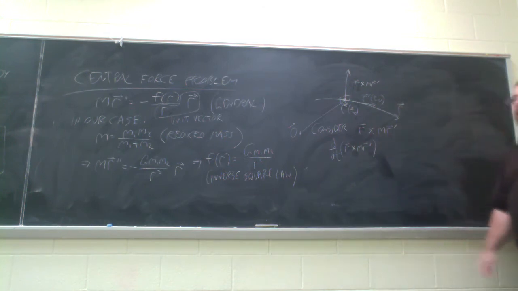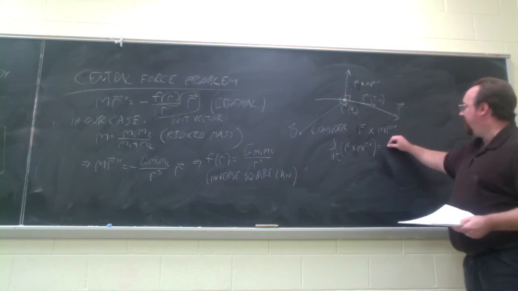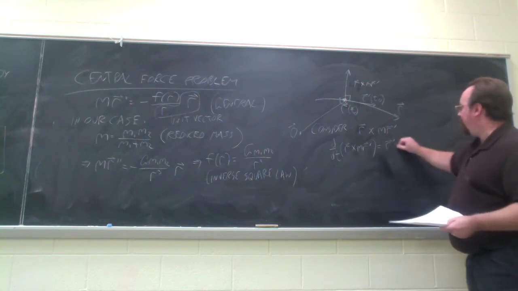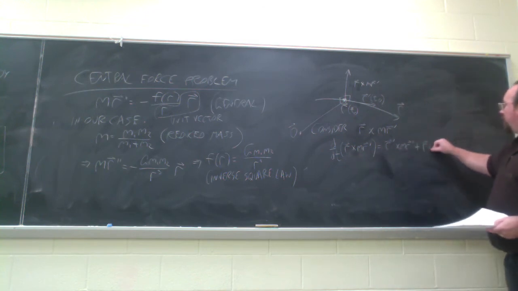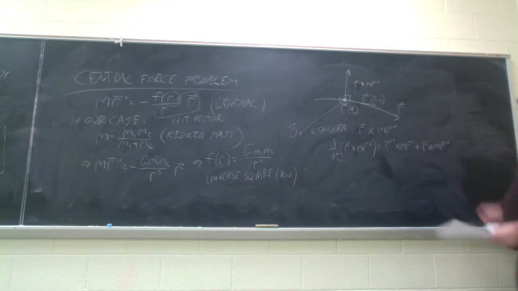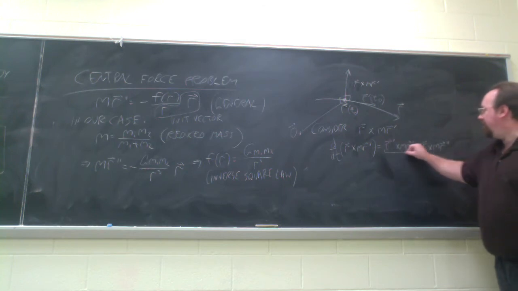Now, how do you take the derivative of a cross product? You might think, oh, I've got to use a product rule, but it's not a regular product, it's a cross product. But it turns out that something very much like the product rule applies. So this would be like r prime cross m r prime plus r cross m r double prime. Now, the cross product of two vectors that are parallel is always 0. So that's gone.